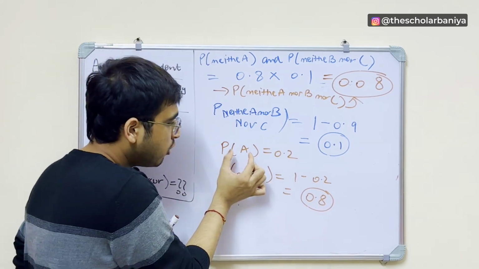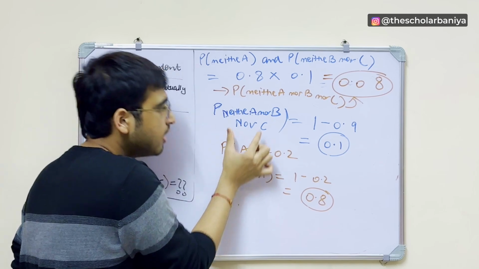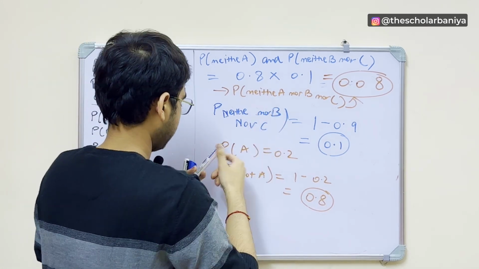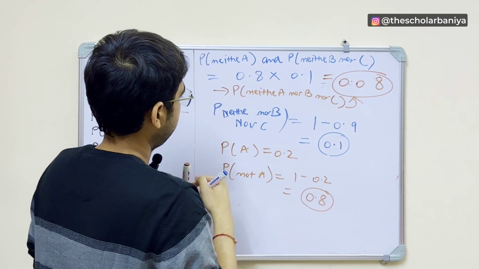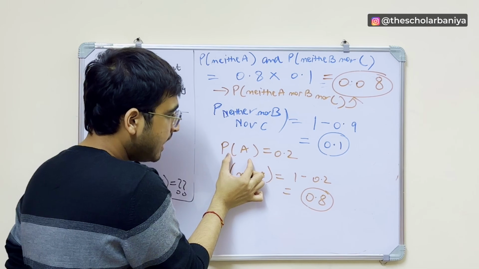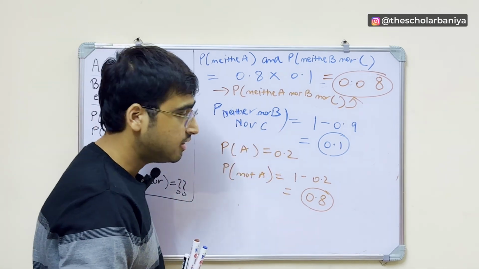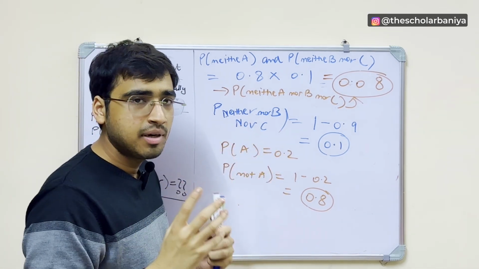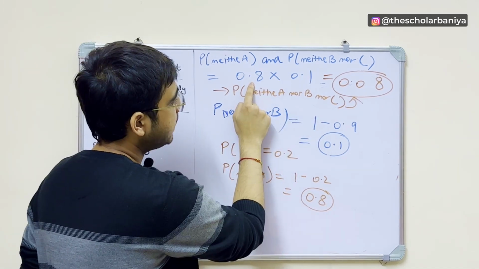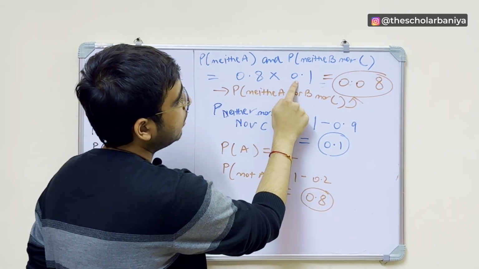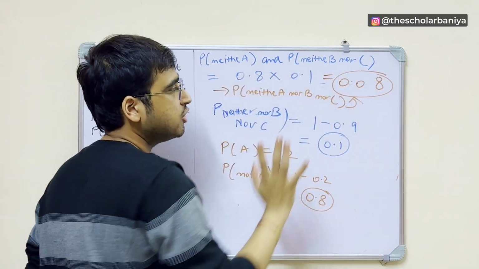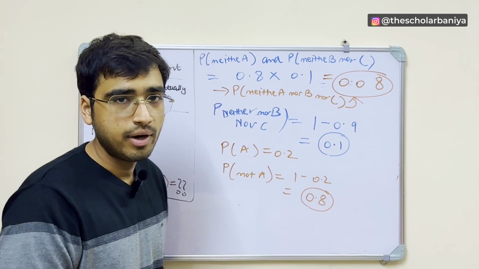Now we know that the event A and the events B and C, probability neither B nor C. So if A is independent of this, the combined probability will be this into this. So not A is 0.8, neither B nor C is 0.1. So neither A nor B nor C will be 0.8 into 0.1, which is 0.08.